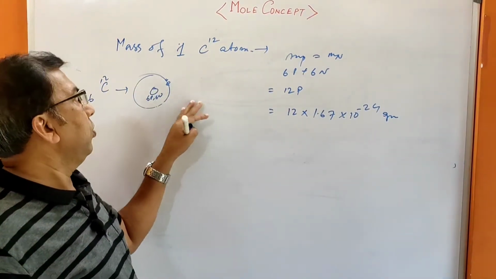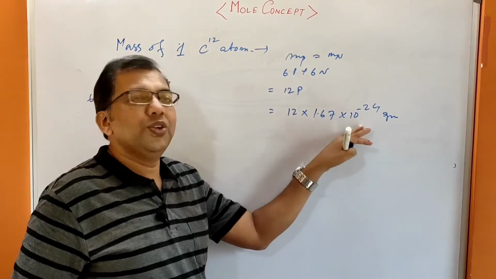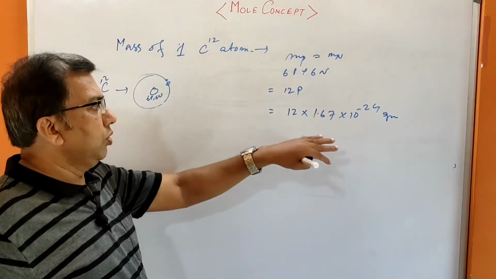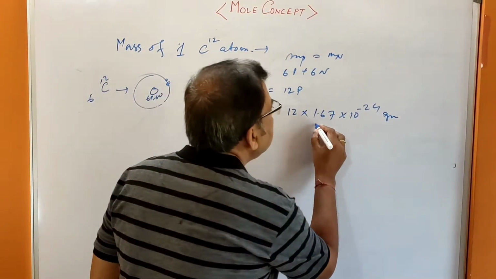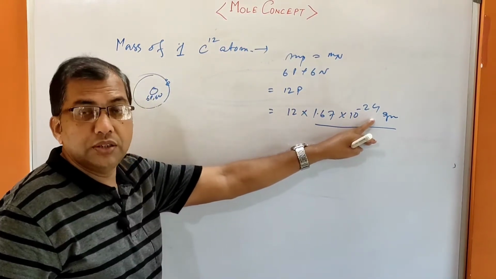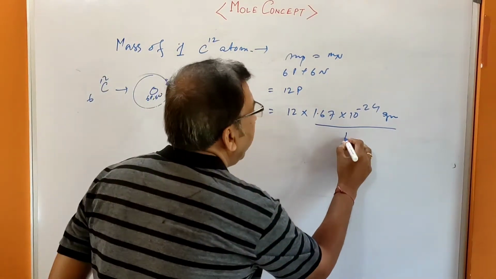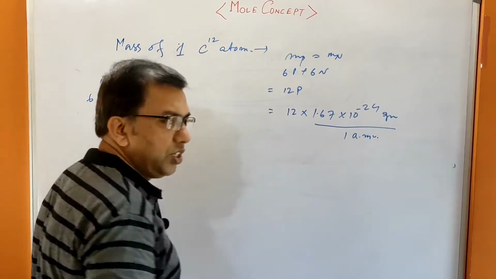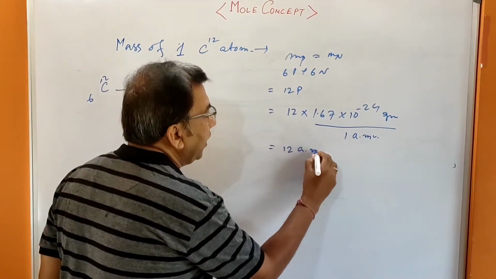Okay, the mass of one carbon-12 atom is 12 into 1.67 into 10 to the minus 24 gram. And we also can write this 1.67 into 10 to the minus 24 gram as 1 amu, atomic mass unit. So we can write 12 amu.